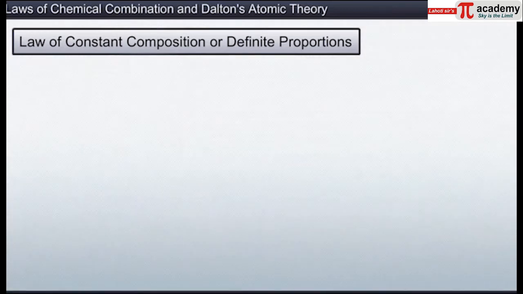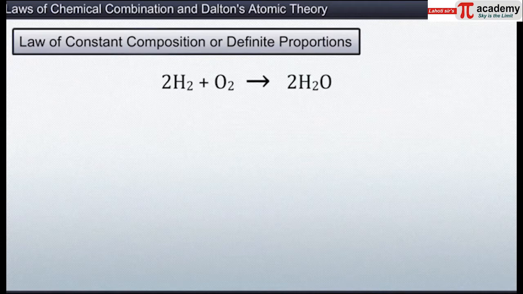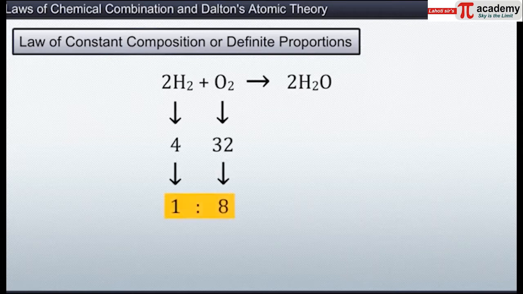For example, the water we get from any source such as river, well, lake, sea, or from any other place always contains hydrogen and oxygen elements in the ratio of 1:8 by mass. Thus, we can say that a given compound always contains exactly the same elements in the same fixed proportion by mass.